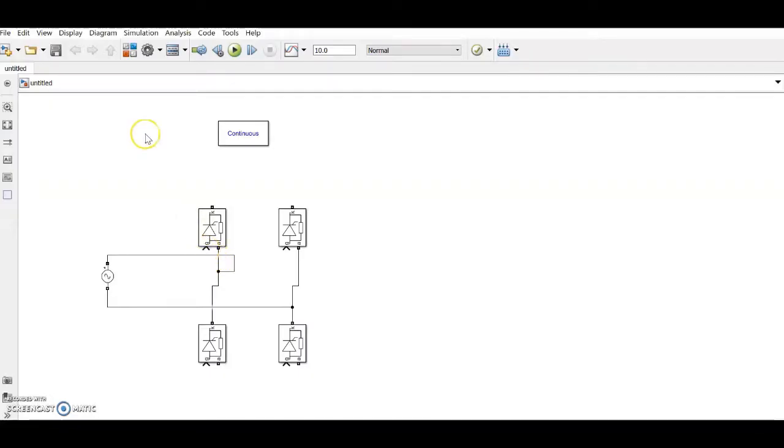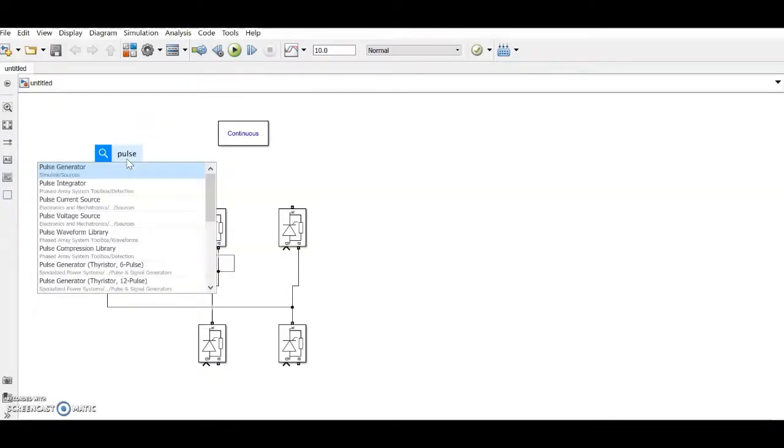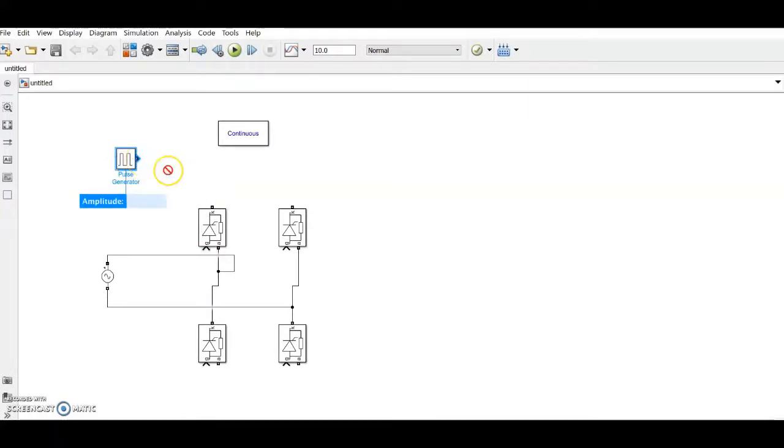Okay, and we need a pulse generator whose output will be given to this, and we know that we need to switch on this as well as this. Say thyristor, let it be thyristor 1, and this let it be thyristor 3. This will be your thyristor 2. Normal nomenclature is like that. This 2 and this 4.